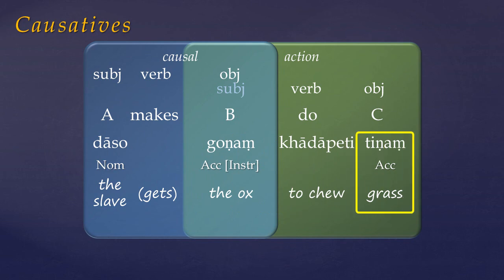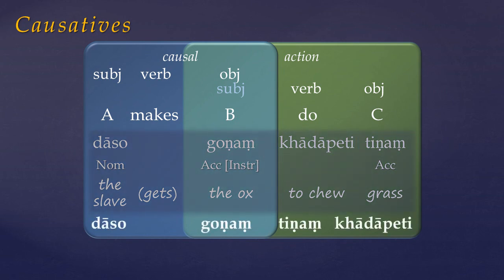And if the verb is transitive, then there will also be a second object in the accusative case. And finally, in Pali it's normal to have the verb at the end, so the normal ordering of a Pali sentence is subject, followed by the two objects, and then the verb.